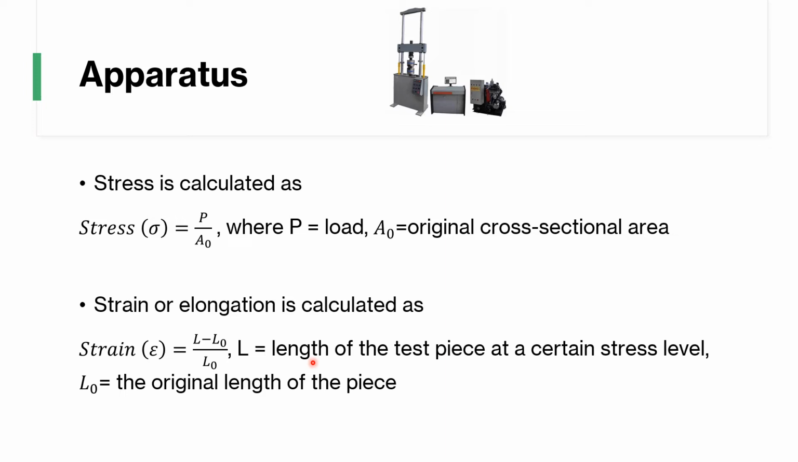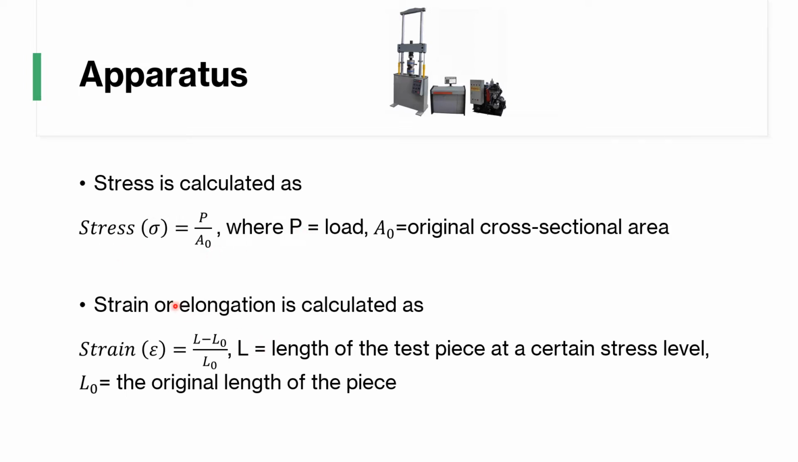So what are we calculating? We are calculating, number one, your load, which is your P. Number two, the original cross-sectional area where you put it. You're going to divide the load by that area, and you're going to get your stress.